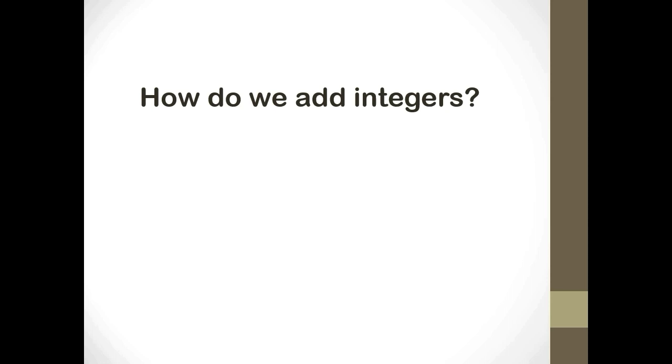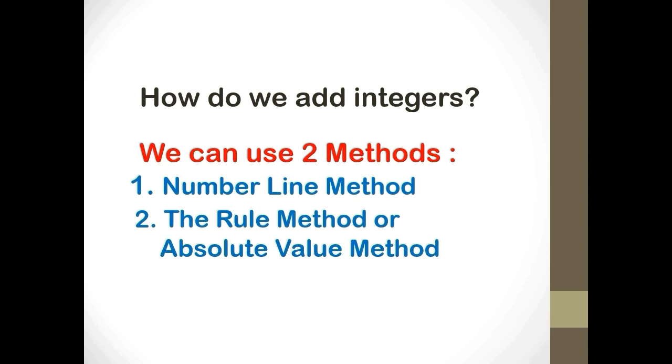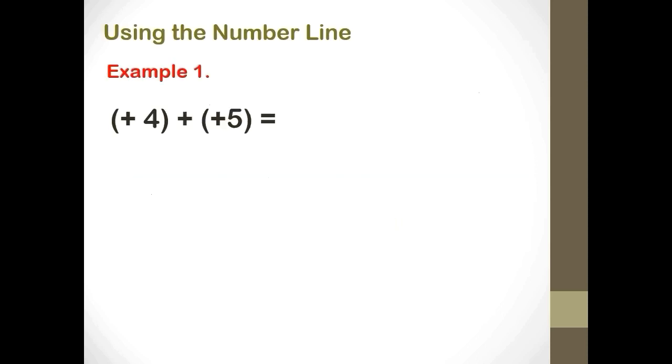Now, integers, just like the natural or counting numbers, can also be added or subtracted. Let us start with addition. How do we add integers? There are two methods that we can use, either the number line method or the rule method, or the absolute value method. I'm going to present both, and you just figure out which one is easier for you.